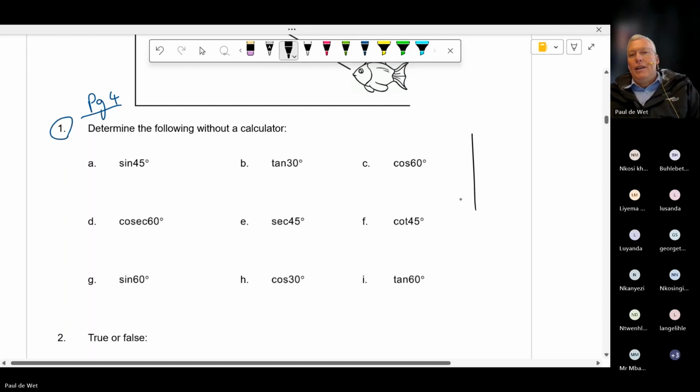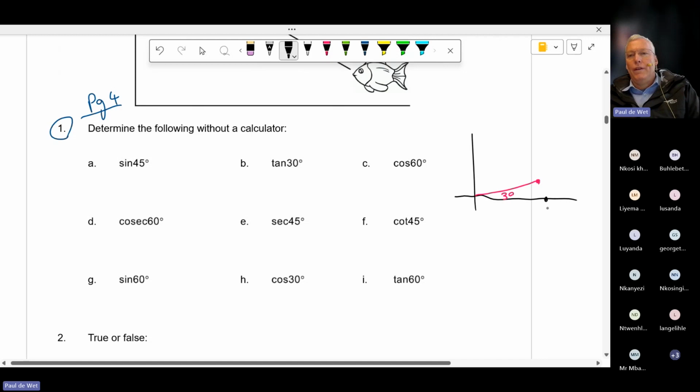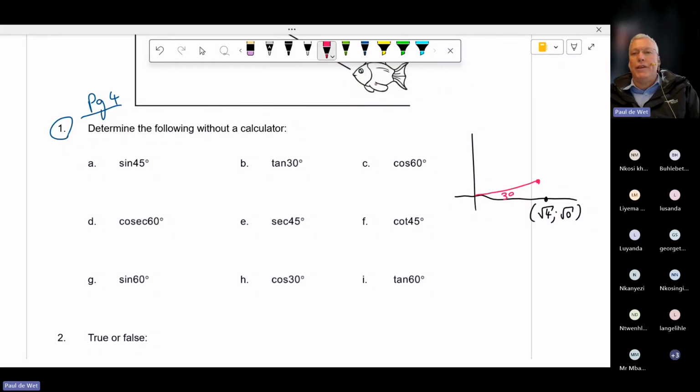Let's draw the fan. On your page, just on the side, you can draw it nice and small, 30 degrees. Now, remember that 90 degrees is root 4, root 0. Does anyone remember, what do I do when I go to 30 degrees? Root 3, root 1.